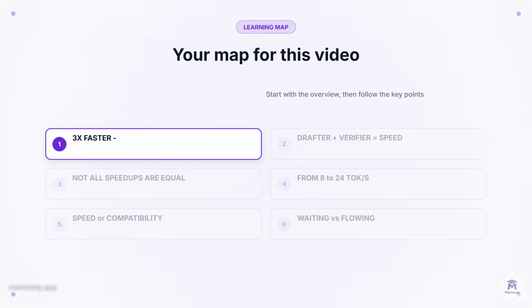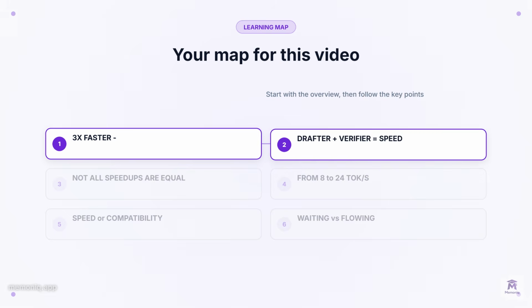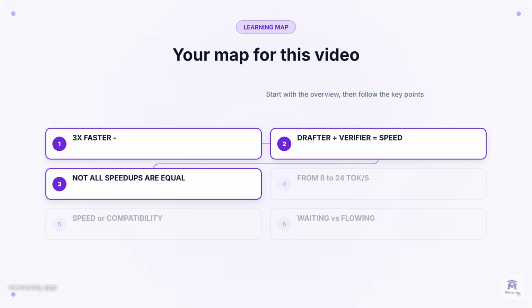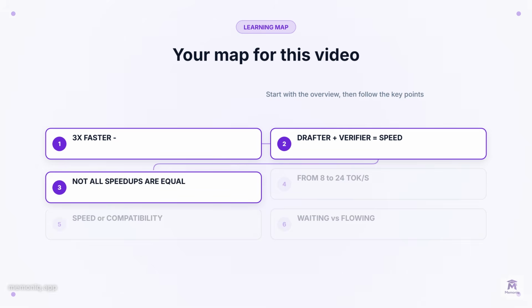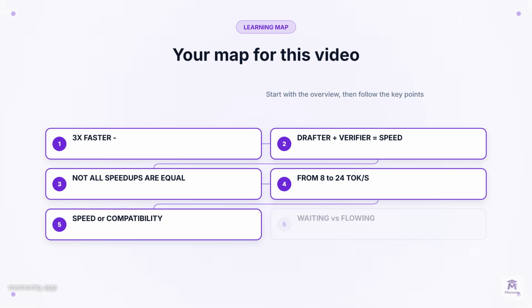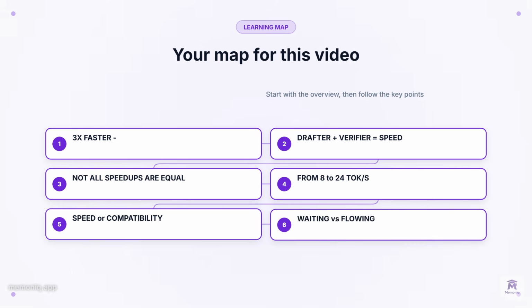Here is the map for this video. First, we will talk about 3x faster, then we will move to drafter plus verifier speed. After that, we will cover not all speedups are equal. After that, we will cover from 8 to 24 tokens per second. After that, we will cover speed or compatibility. Finally, we will close with waiting vs flowing.